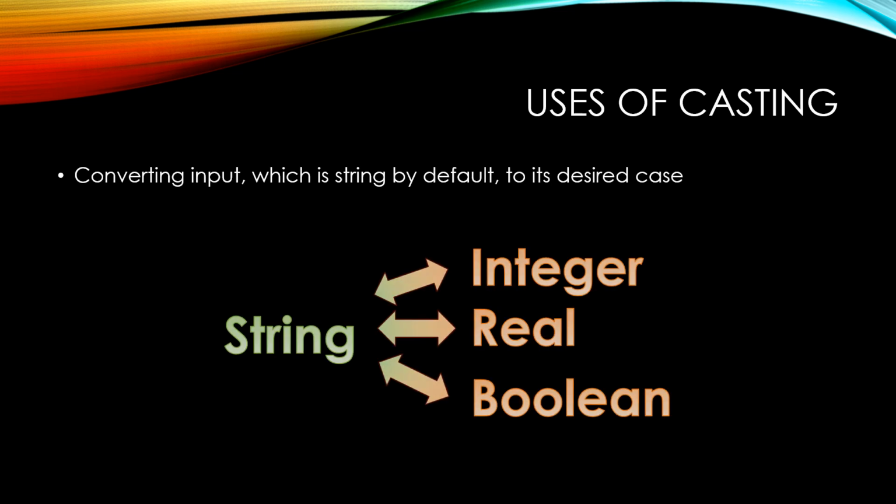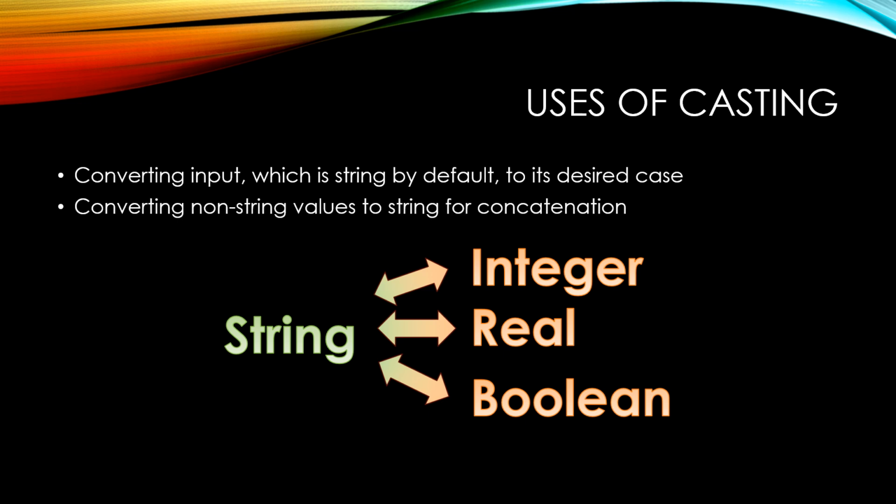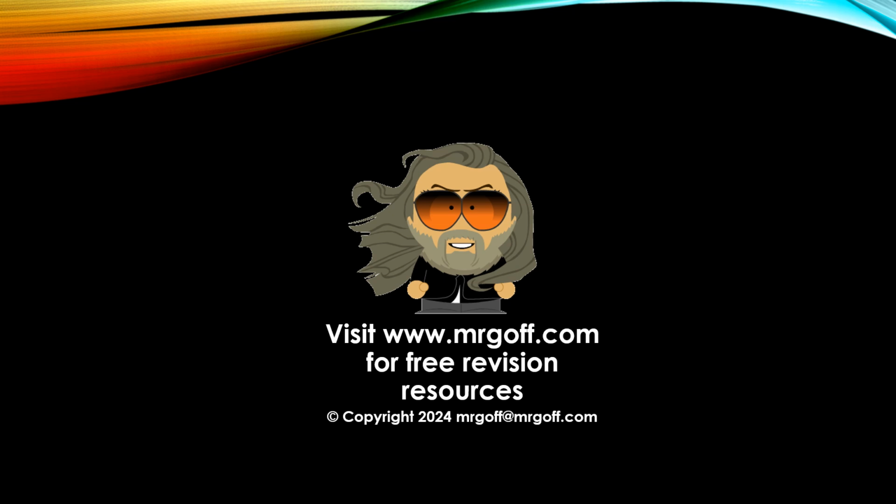The main uses of casting are converting input, which is string by default, to its desired type, and converting non-string values to string for concatenation. That brings us to the end of this video on data types and casting.